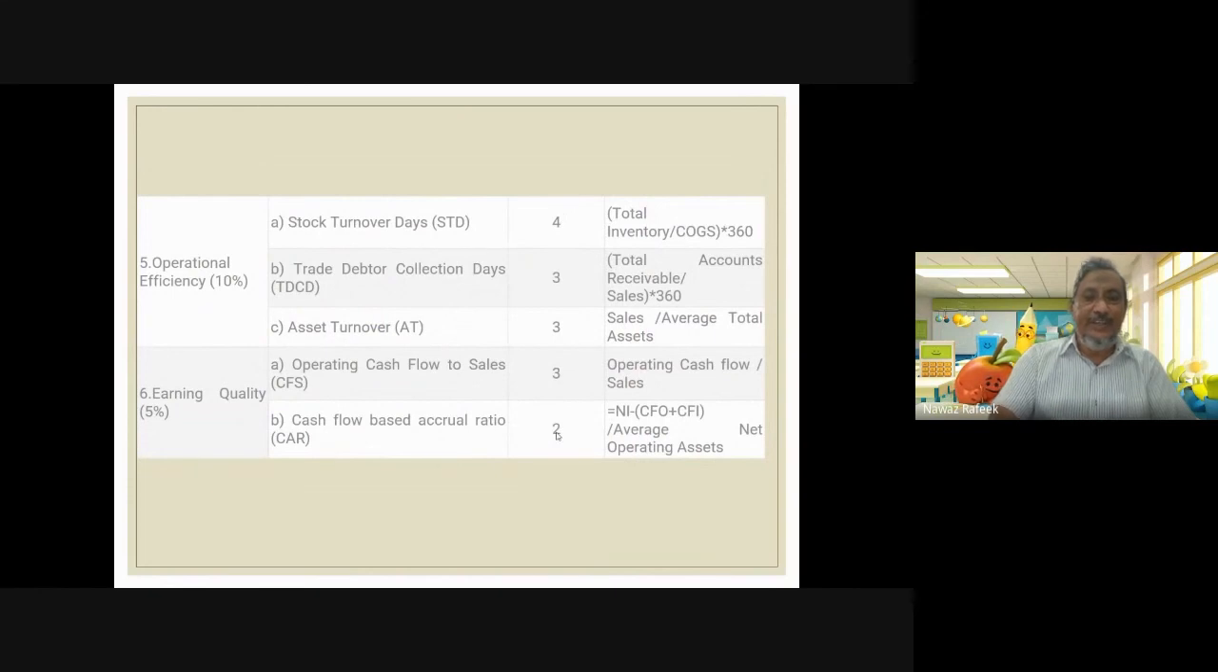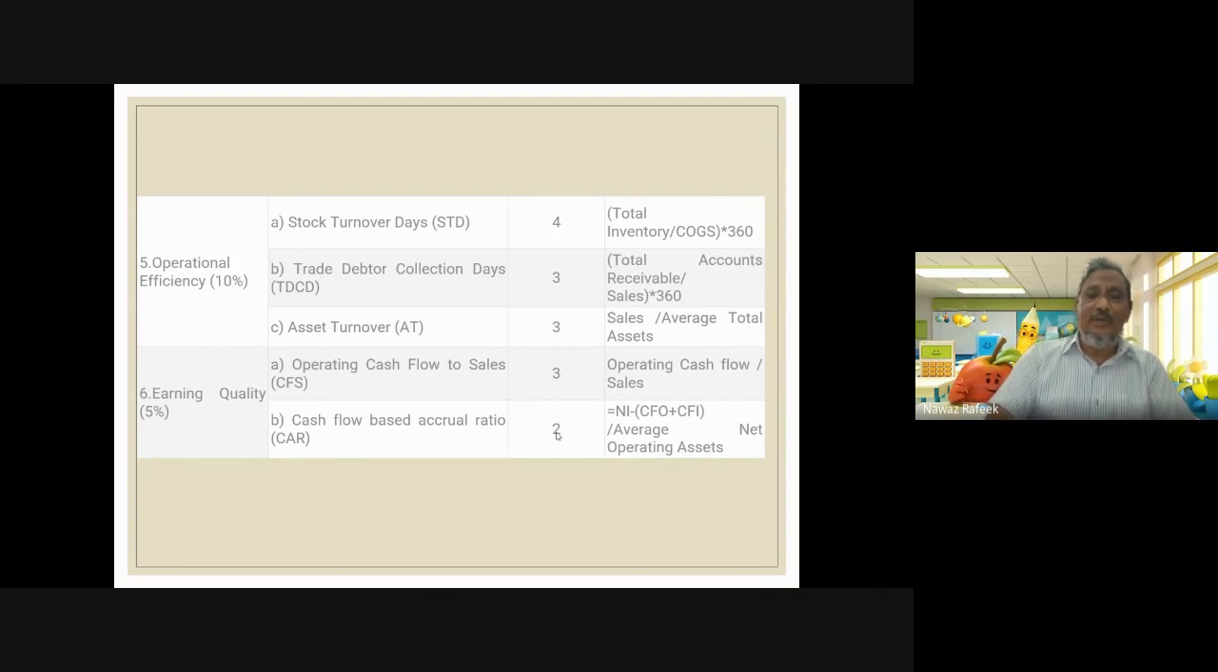Stock turnover ratio, 10%: total inventory divided by cost of goods sold into 360 days. Trade debt collection days: accounts receivable divided by sales into 360 days. Asset turnover ratio: sales divided by total assets. That will be 10% of your operational efficiency.